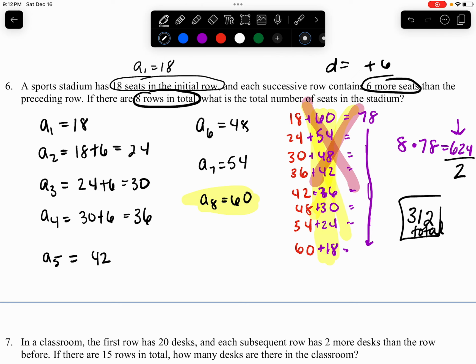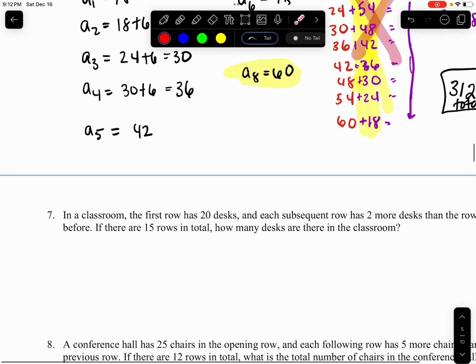So in order for you to justify this one for me, I want you to tell me what your first initial is. Make sure you use A1, initial, and your common difference. What's the common difference and how many in total? And that's pretty much how you would justify this for me. And obviously show your work.